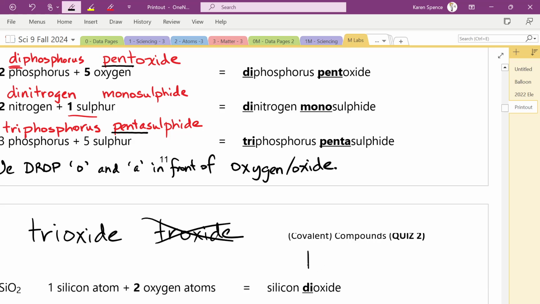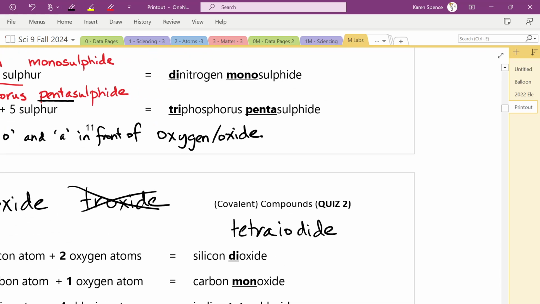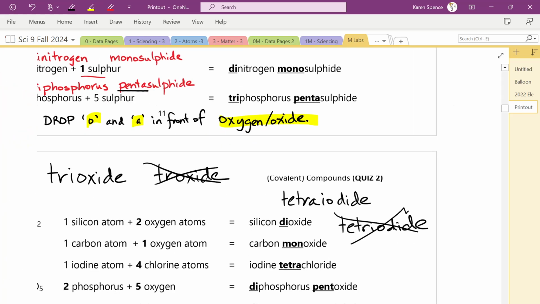tetraiodide, oh, and I should not leave a space. That's all one word. Sorry. Tetraiodide. What does tetra mean? Does anyone remember? 4. Tetra is 4. Sometimes people will change it to tetriodide. No. You only drop the O and the A, and you only drop them in front of oxygen. Only O and A, and only on oxygen. Yes? Okay.